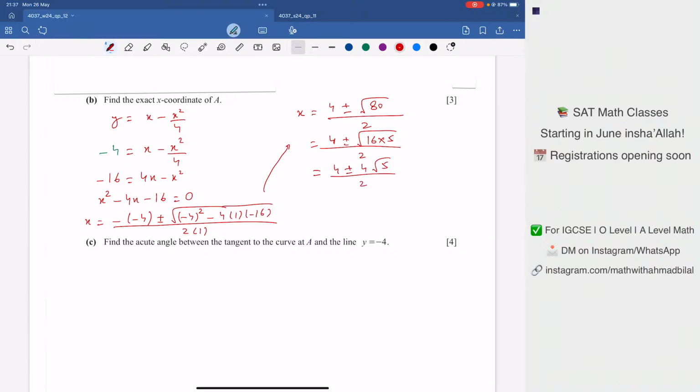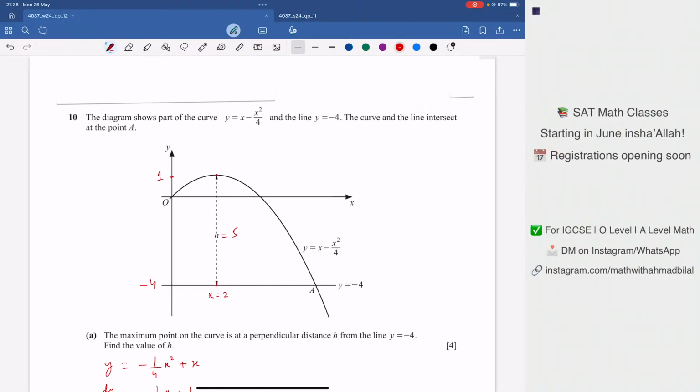Take 4 common from the numerator. This 2 will get divided, right? And you're going to be left with 2 plus minus 2 under root 5. These are the two possible values of x that we're getting. The question says find the exact x coordinate of A. It's singular. That means it has to be one possible solution, not two. Let's go back.